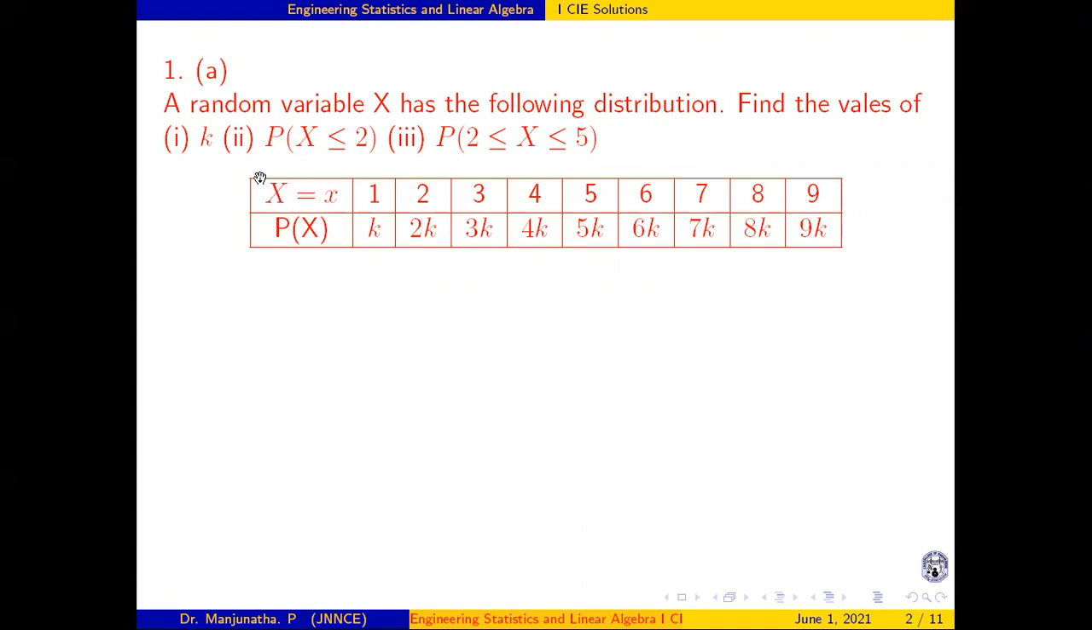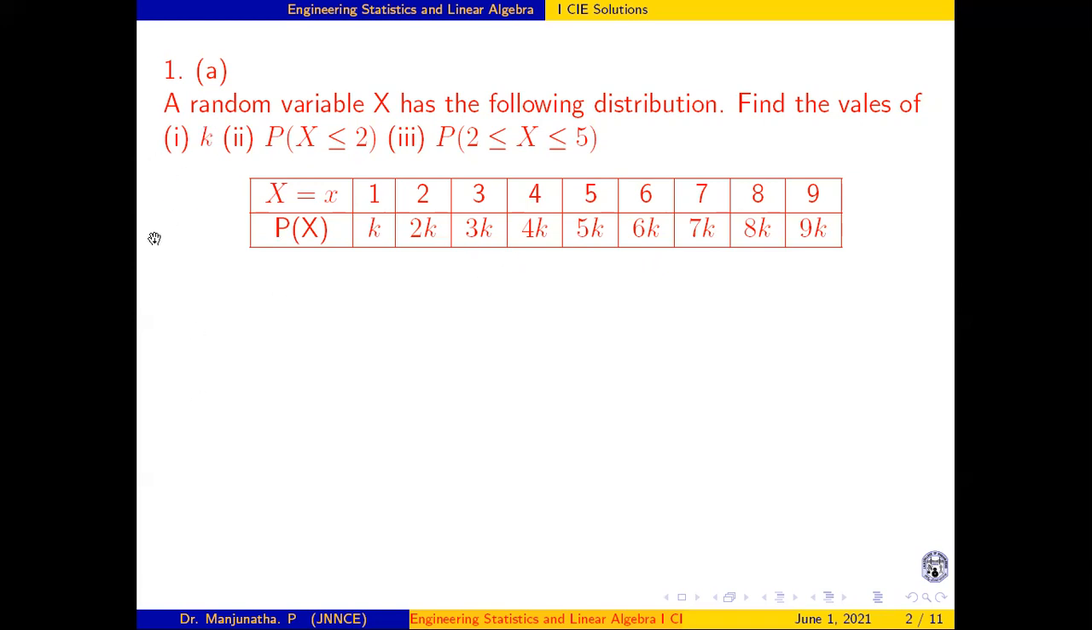So for this, we have to find the value of k, the probability of x less than or equal to 2, and the probability of 2 less than or equal to x less than or equal to 5. In this case, it includes 2, meaning up to 2, so whatever the probabilities are, we have to add them to get the solution for this second part. Now coming to the third part, we have to find the probability between 2, 3, 4, 5, meaning 2k plus 3k, 4k, and 5k. So that is the probability.